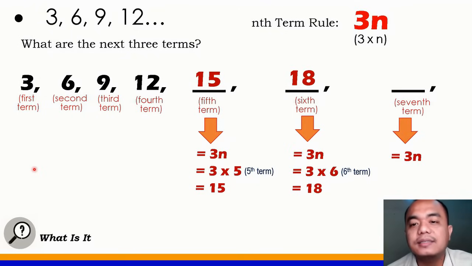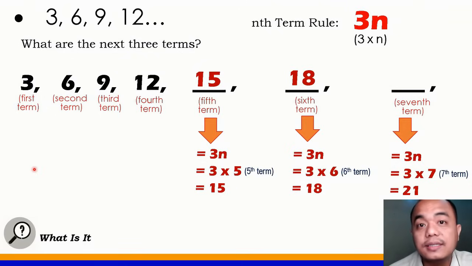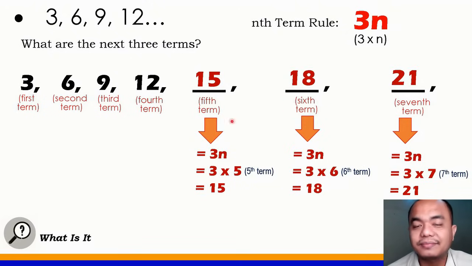And last is the seventh term. Seventh term, 3n. And that 3 times 7, 7 there represents the seventh term. And the answer is 21. So, the seventh term there is 21. So, nakuha nyo na, class? Nakuha nyo na kung ano ang pwedeng paggamitan yung n-term rule na nakuha natin or na-formulate natin kanina?